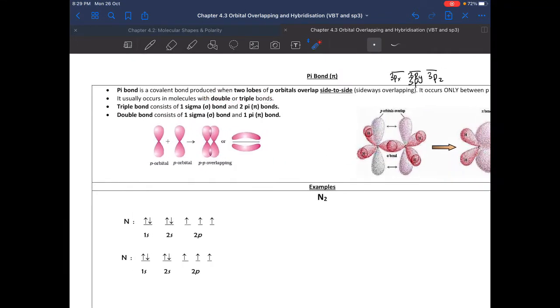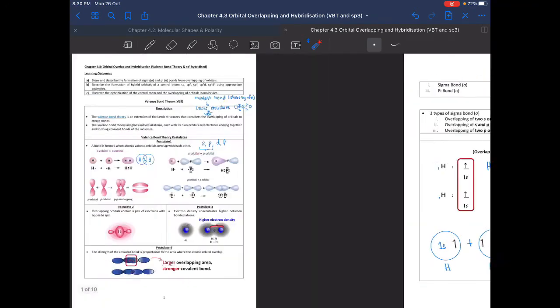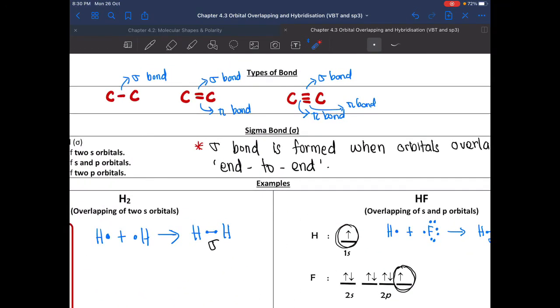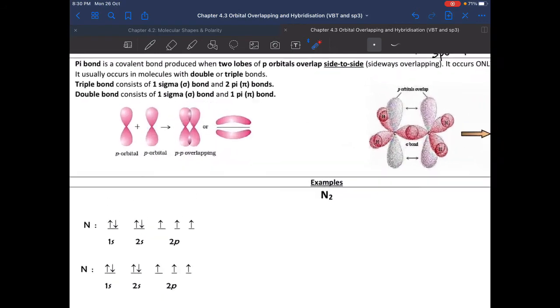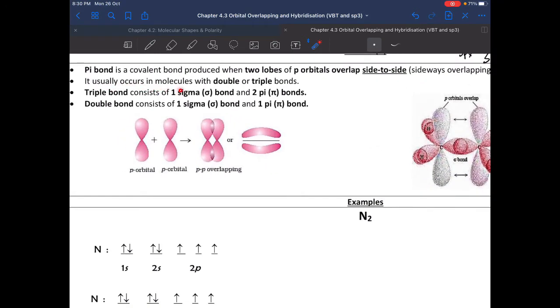Okay, so as I mentioned dekat awal-awal tadi, so carbon-carbon single bond, dia hanya ada sigma bond. Okay, no pi bond. But for carbon-carbon double bond, ada one sigma bond and one pi bond. Kalau untuk carbon-carbon triple bond, ada one sigma bond and two pi bond. Okay, so that's why dekat sini, dia tulis, it usually occur in molecule with double or triple bond. So triple bond consists of one sigma bond and two pi bond, and double bond consists of one sigma bond and one pi bond.